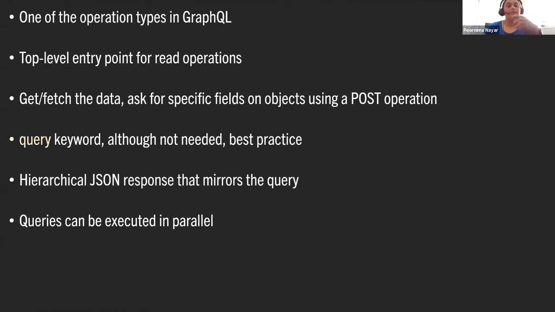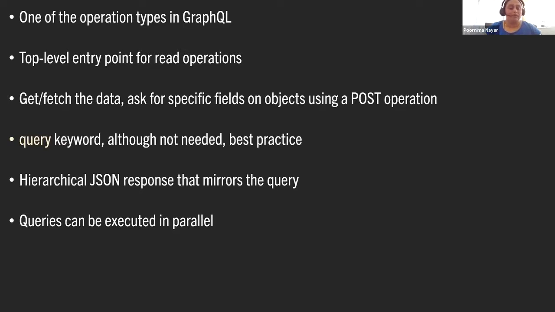You ask for specific fields on specific objects, but using a post operation, while in REST, we read primarily using a get operation. It is post in GraphQL. You can make it get using caching, but let's go with the simplest method now, which is post. The keyword for query operation is query. It's not needed, but it is always considered a best practice to have the keyword in place.